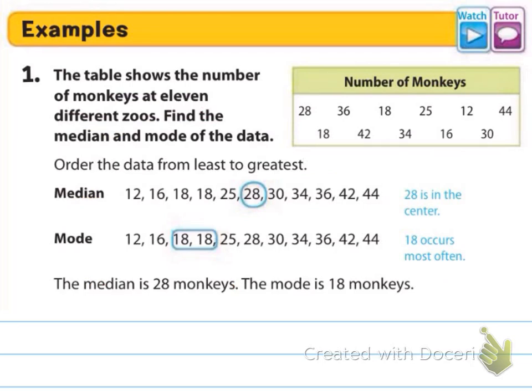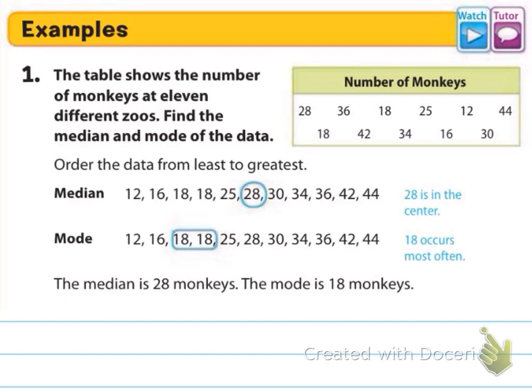All right, so let's look at some examples. Example number 1 says the table shows the number of monkeys at 11 different zoos. Find the median and mode of the data. All right, so we've got different zoos here. One has 28, one has 36, 18, 25, 12, 44, 18, 42, 34, 16, 30.